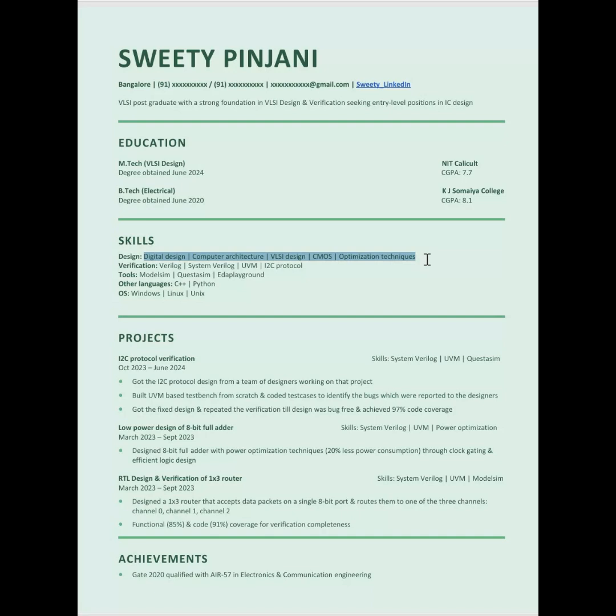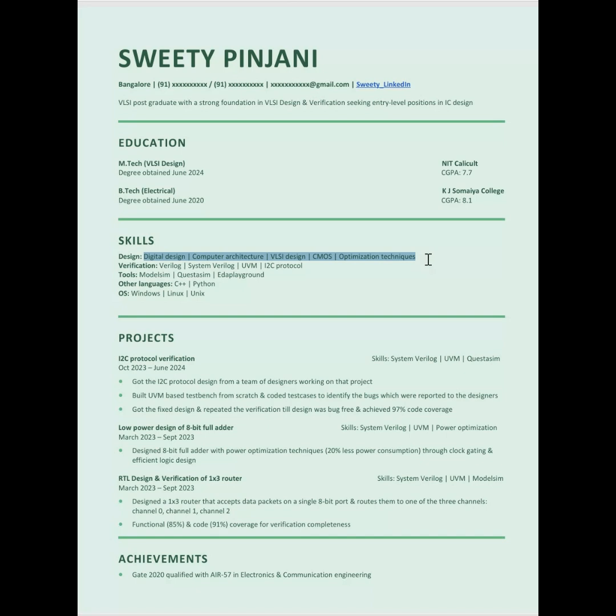One thing you should always keep in mind: whenever you put whatever skill you put in resume, you should have a strong hold on that, because when you go for interview, people have your resume as the reference. Whatever you mentioned in your resume, mostly the questions come from there only. So if you have mentioned CMOS, you should really know the CMOS concept in detail. If you mentioned optimization technique, you should know those optimization techniques, because you will be questioned on that.